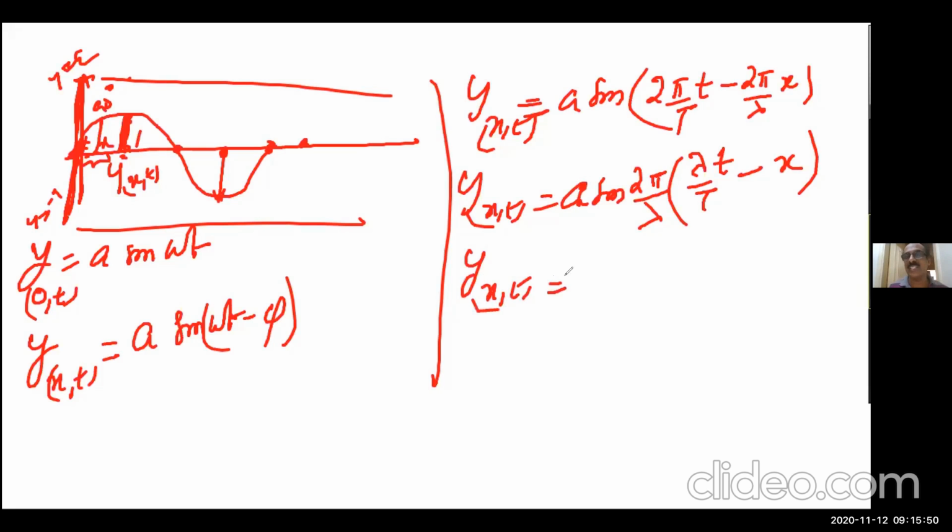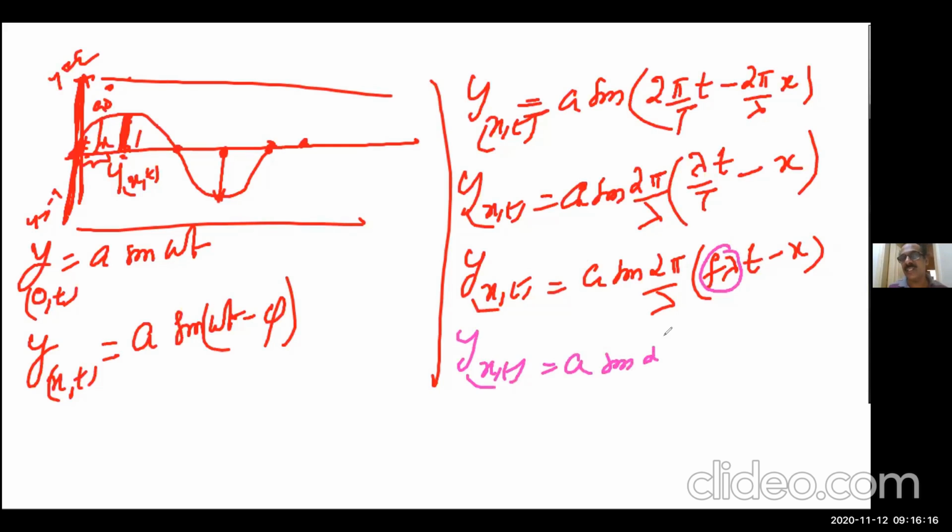Now y(x,t) is equal to A sine 2 pi by lambda. 1 by T is what? Frequency. So f lambda or nu lambda we can say. 1 by T frequency, f lambda into t minus x. What is f lambda, or frequency into lambda? Velocity of the wave. So y(x,t) is equal to A sine 2 pi by lambda (vt minus x). This is the expression for a wave traveling in the positive x-axis. If it is the negative x-axis, minus of minus x will come, so plus x you have to write.